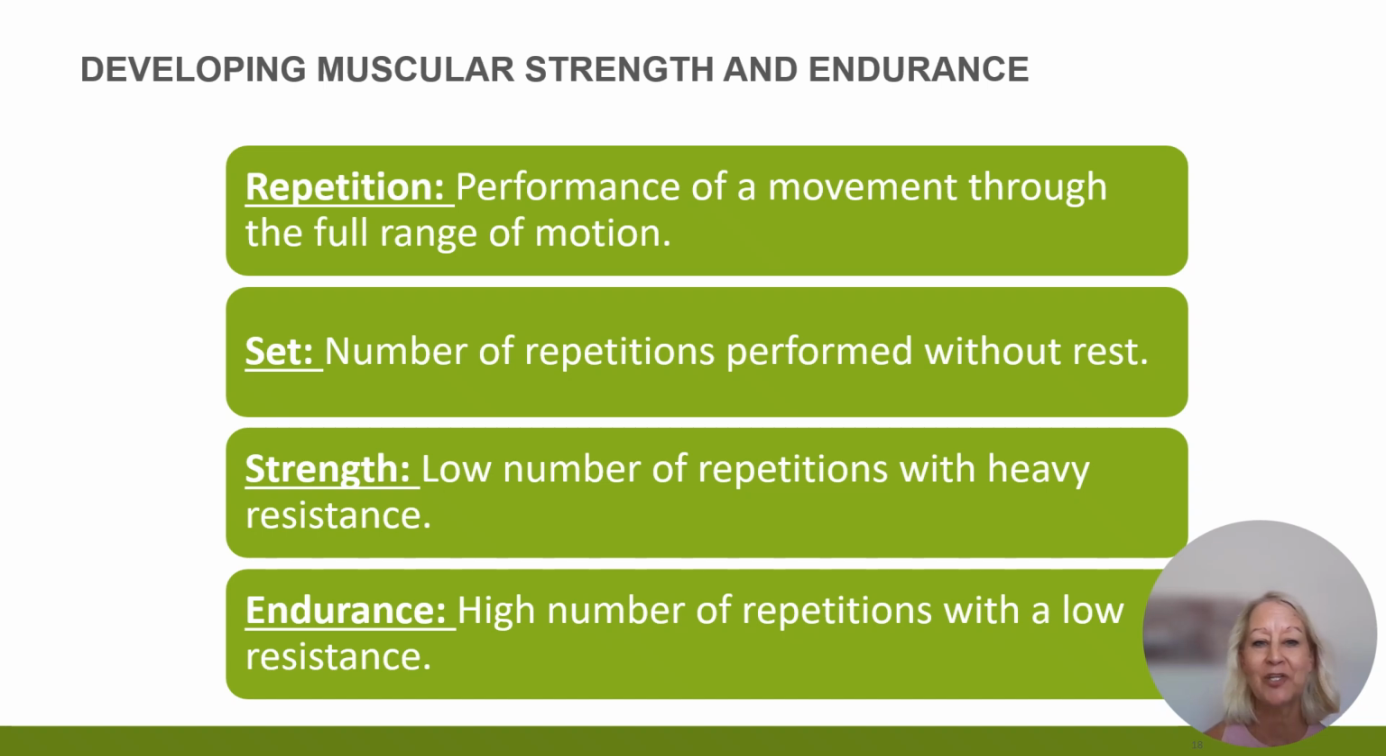Now, to build muscular strength, we typically focus on heavier weight with fewer reps. Think 3 to 6 repetitions at a high resistance, 70 to 85 or 90 percent. This trains your muscles to generate more force. For muscular endurance, we lighten the load and increase the reps. That's usually 12 to 20 repetitions or more. This helps your muscles resist fatigue over time. So the key is knowing your goal, strength or endurance, and adjusting your reps and resistance to match.